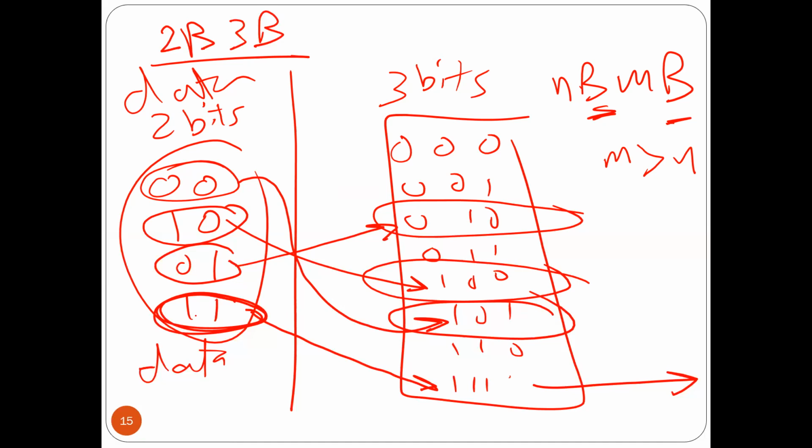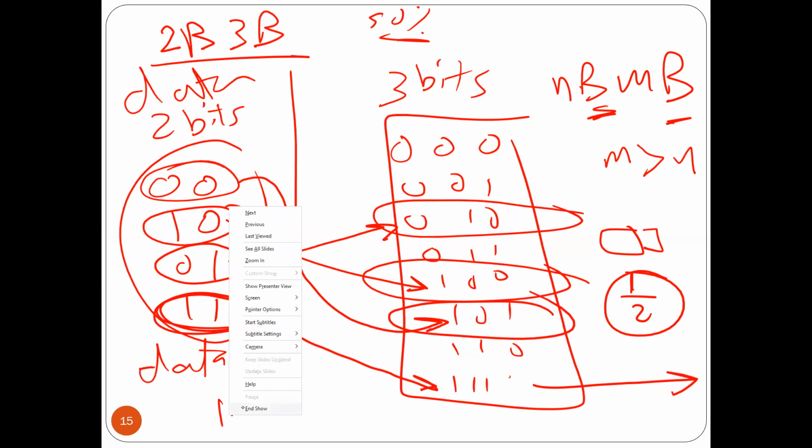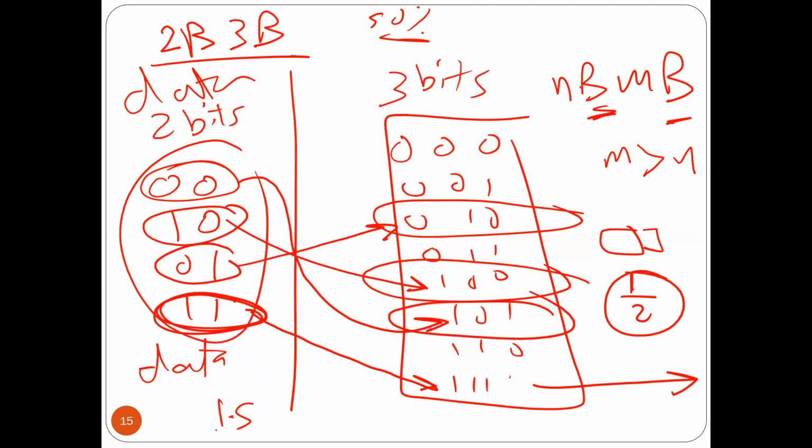So the cost here: if I want to transmit 2 bits, I'm going to transmit 3. So actually, this is the bad side. Now I'm going to increase the number of bits by 50%. Why? Because for every 2 bits, I'm going to add 1 more. So it's going to be 50%. For example, if you multiply this one by 1.5, or 150%, it gives you this one.